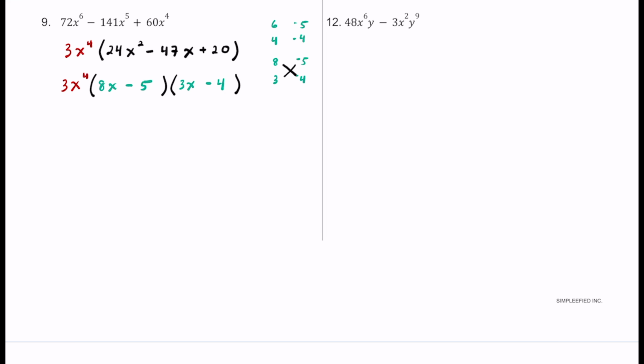So, and just to double check this, 8x times 3x is 24x squared. Then on the outers, we do get negative 32x. On the inners, we get negative 15x. Negative 32 plus negative 15 do make negative 47. And then a negative 4 and a negative 5 multiplied do get a positive 20. So this is done being factored, this is done, and this is done. So we have factored completely.